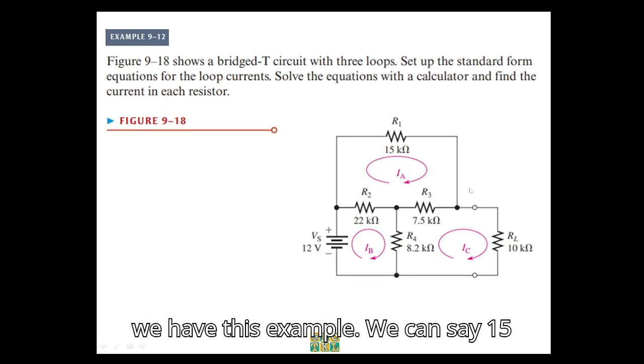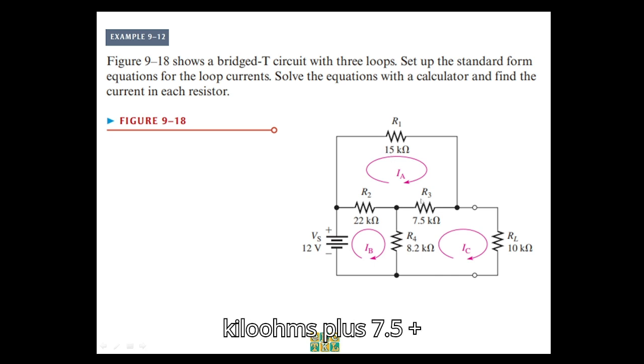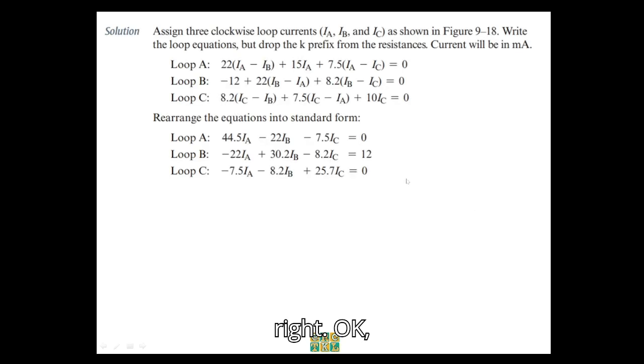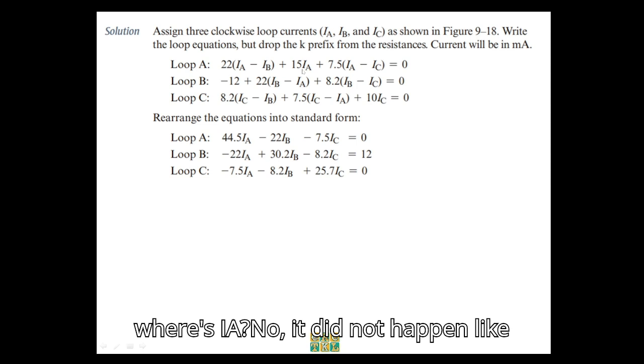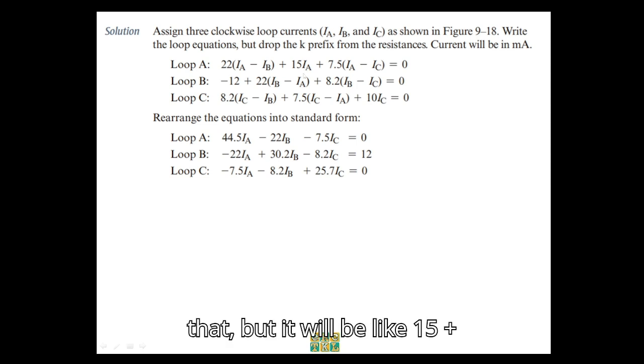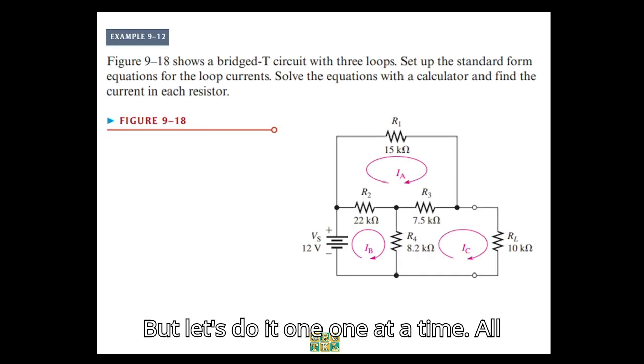Let's say we have this example. We can say 15 kilo ohms plus 7.5 plus 22 IA. Let's see here if I'm right. It will be like 15 plus 22 plus 7.5, and we will get 44.5 IA. Correct? But let's do it one at a time.